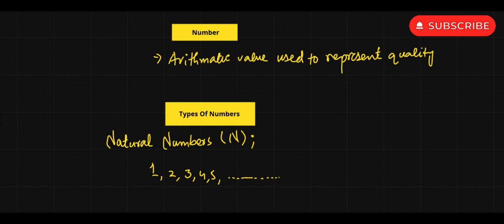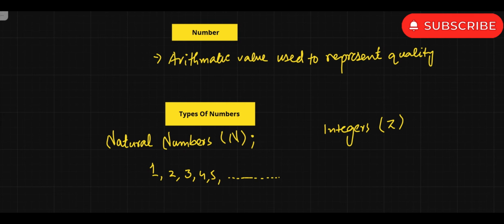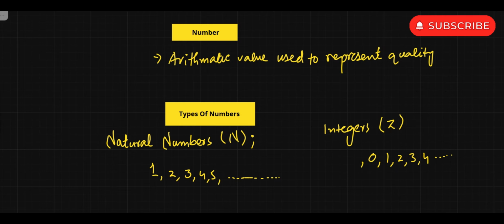The next is integers. Integers are represented by Z. It starts from negative infinity and goes till infinity, like 0, 1, 2, 3, 4, and so on. In this direction, it is -1, -2, and so on. So it starts from negative infinity and it goes till infinity.